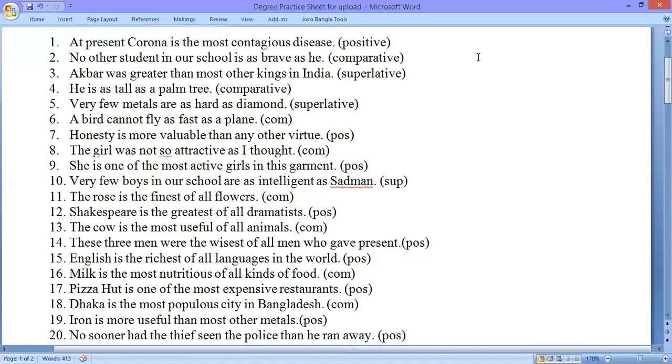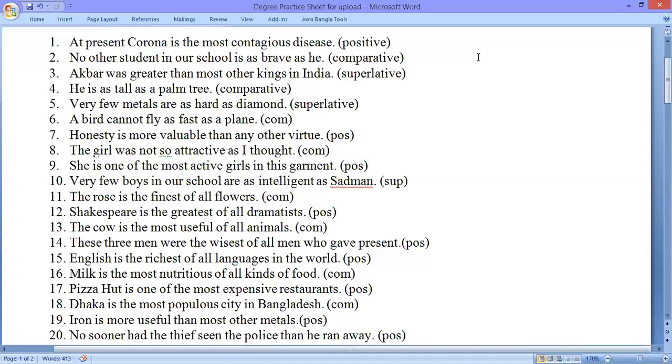Okay, this is question number 7. If you look at the question, we can see that honesty is more valuable than any other virtue. It has come from the first rule. So if you want to make this positive, we shall have to start with no other. So the solution is, no other virtue is so valuable as honesty. I hope you have got the point. Now we can move to the next one.